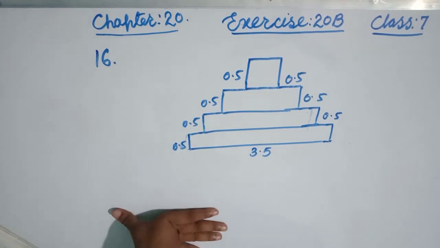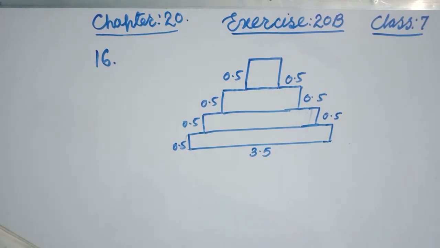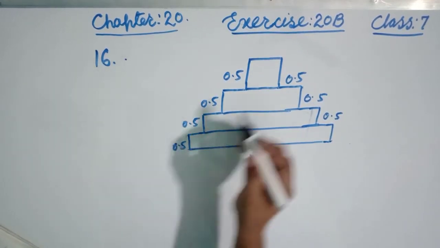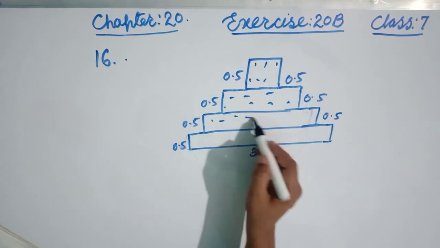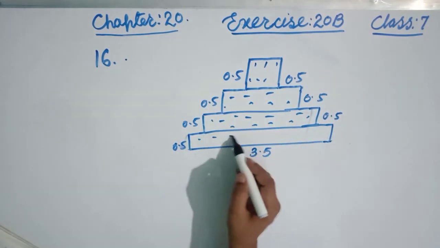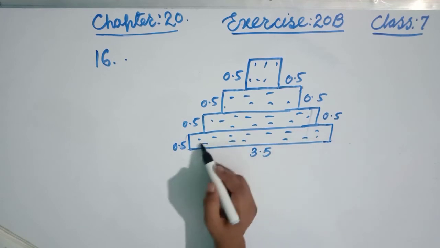Now see, friends, question number 16 says that we have to find the shaded portion. It says all steps are 0.5 meter high, and find the area of the shaded portion, friends. Now this is the shaded portion, friends. Have a look. All these are the shaded portion. We have to find the area of the shaded portion.